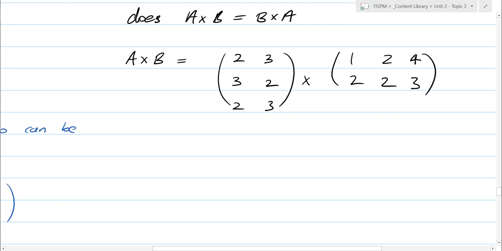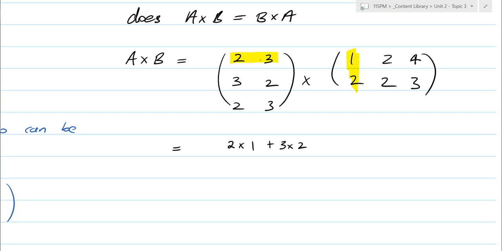A times B is equal to the top cell on the left-hand side, which will be the top row times the left column. We'll get 2 times 1 plus 3 times 2. Everybody happy with that? So I've just done the obvious first value times the obvious first value, the obvious second value times the obvious second value.